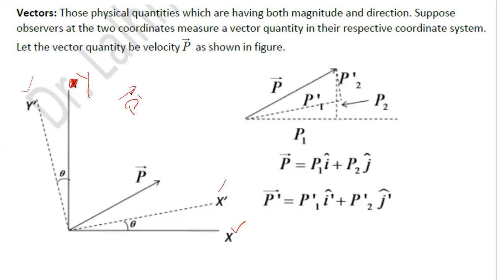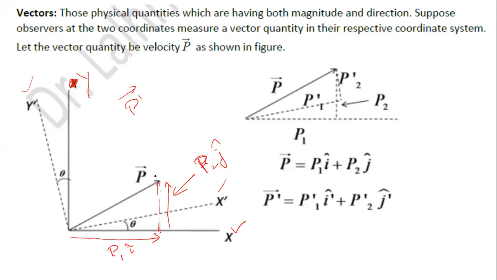So we know that p vector in x, y coordinates you can resolve into two components. What are the components you can resolve to? If you drop a perpendicular to this x coordinate here, this is your p1. p1 i cap, where i cap is a unit vector along this. And this vector component will be your p2 j cap.